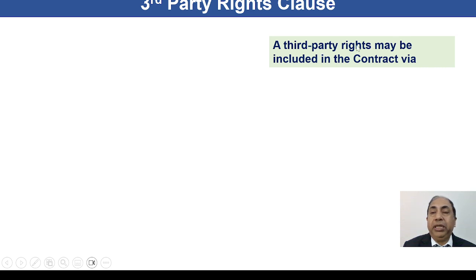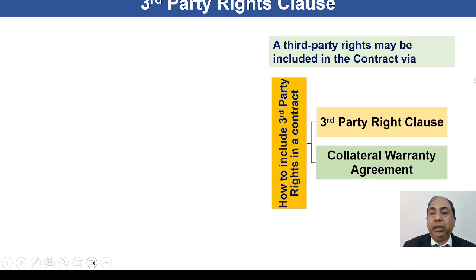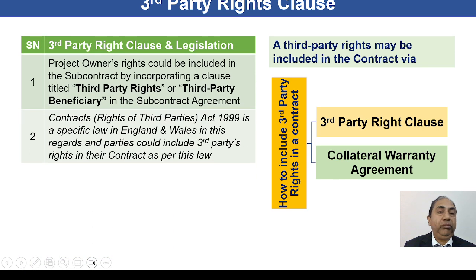Third party rights may be included in the contract via third party rights clause and collateral warranty agreement. Third party rights clause: project owner's rights could be included in the subcontract agreement by incorporating a clause titled third party rights or third party beneficiary in the subcontract agreement.